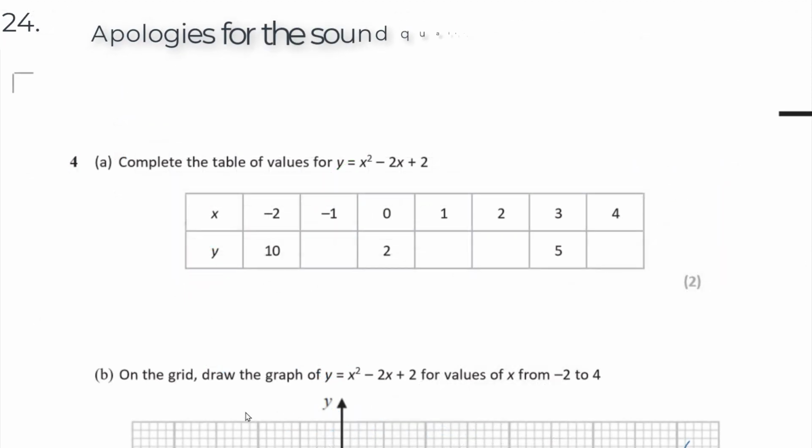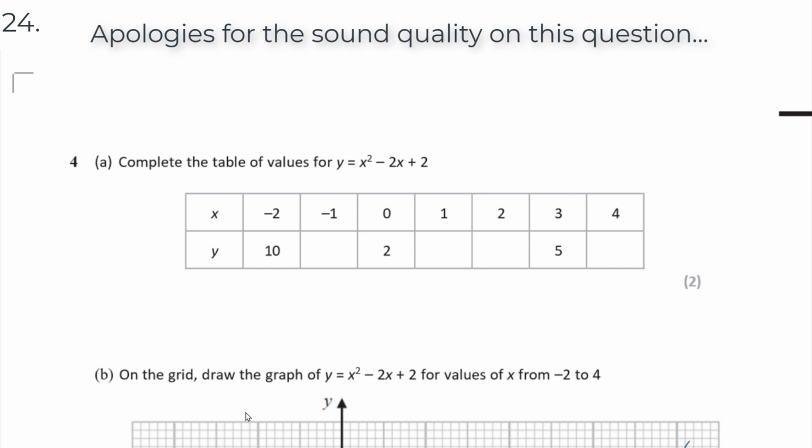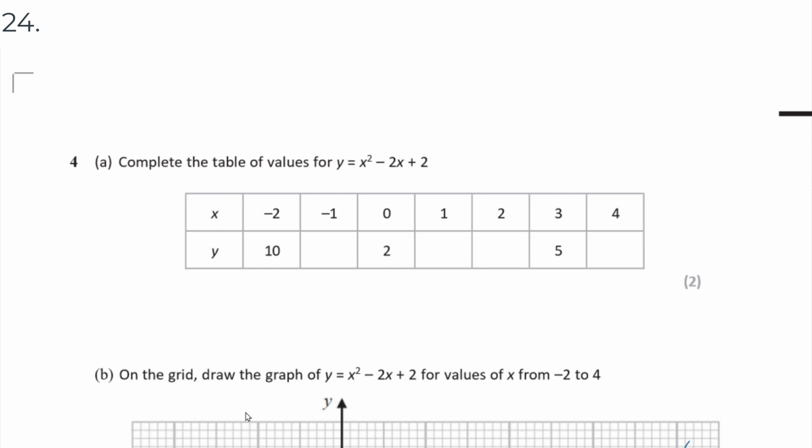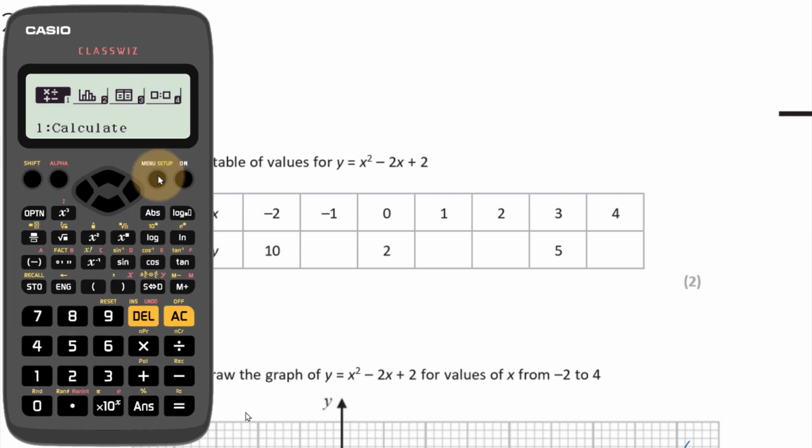Complete the table of values for y equals x squared minus 2x plus 2. Okay, now this is a calculator paper, so this is very much a job for the calculator, and in particular the table mode. So if you press the mode button on your calculator and go into table mode, which is option 3, you should get a f of x equal appear on the screen. Now f of x is equal to is the same thing as y equals to. So what we need to do is to tap this equation into the calculator after that.